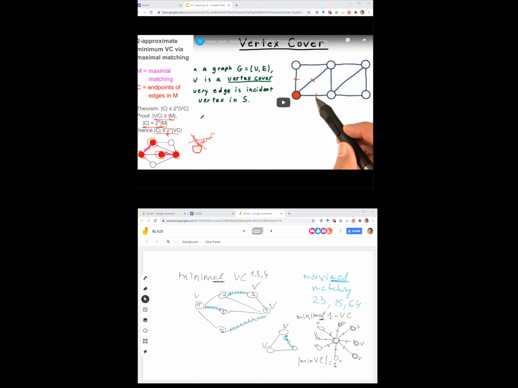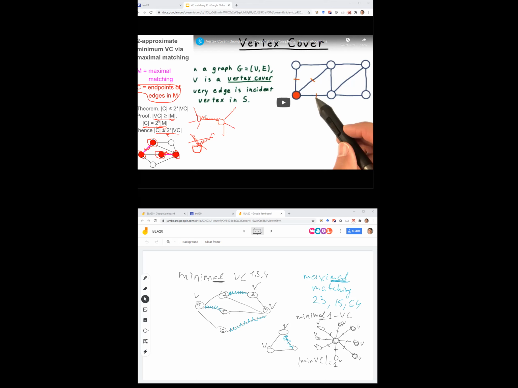And the reason why you are producing a cover is the following. Assume that in a graph, you have an edge which is not covered by the vertex cover obtained from this algorithm. Well, it means that this edge is not in the matching. And if it's not covered, it means that none of the edges incident to these vertices was in the matching. Because if any of these edges were in the matching, you would have picked both of its endpoints into the vertex cover.